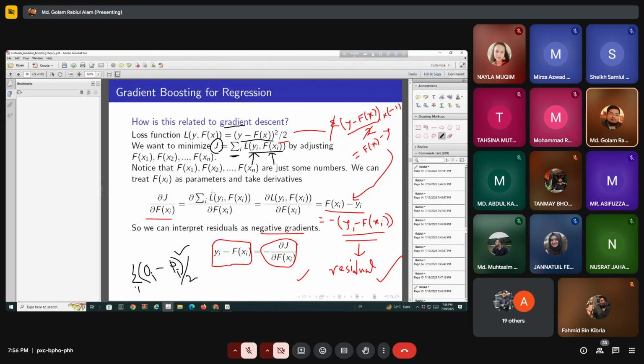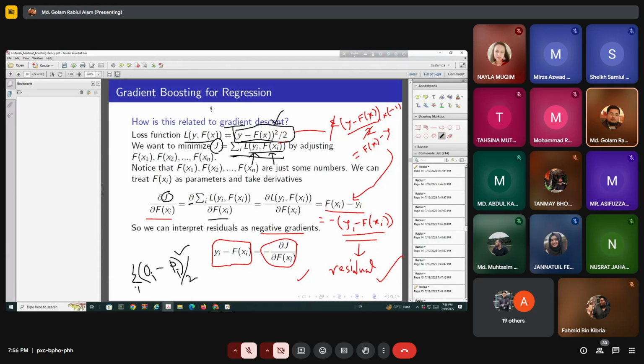Now we have to take the derivative of this loss function. So let's say this is J. Then we want to take the derivative of J, where J is this loss function, the summation over i of L of yi and f of xi, with respect to f of x. Now L of y and f of x is y minus f of x, whole square, by 2. So if we take the derivative of this with respect to f of x, what will we get?